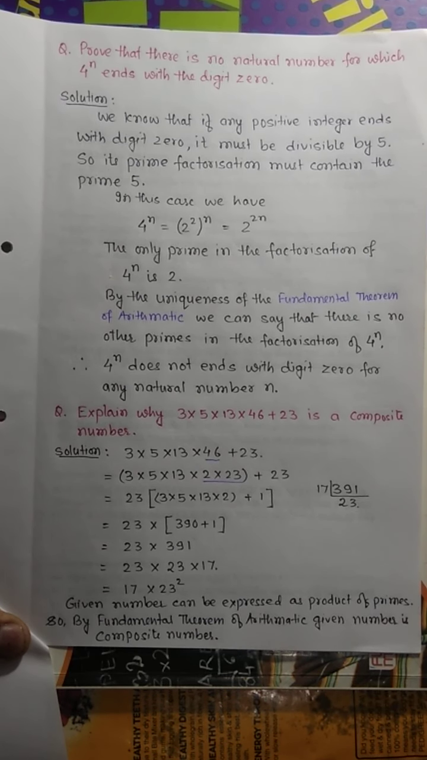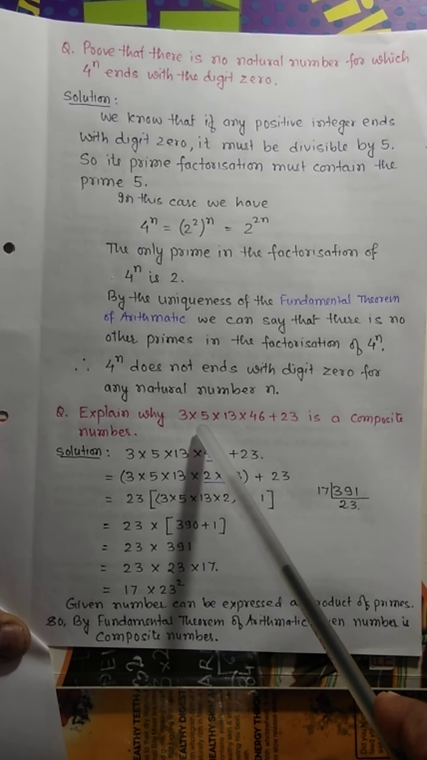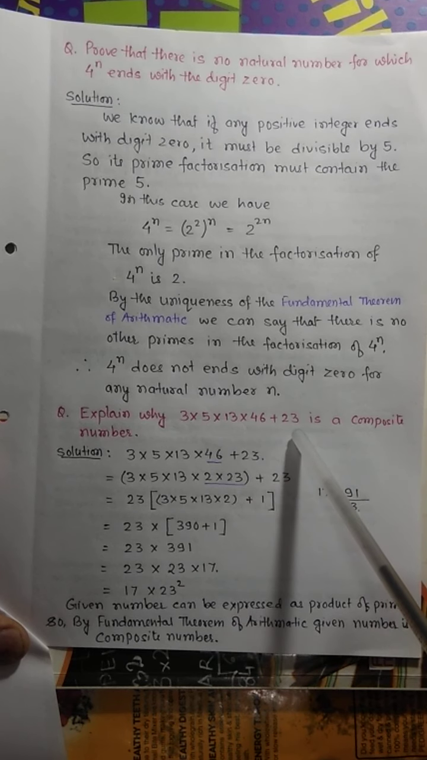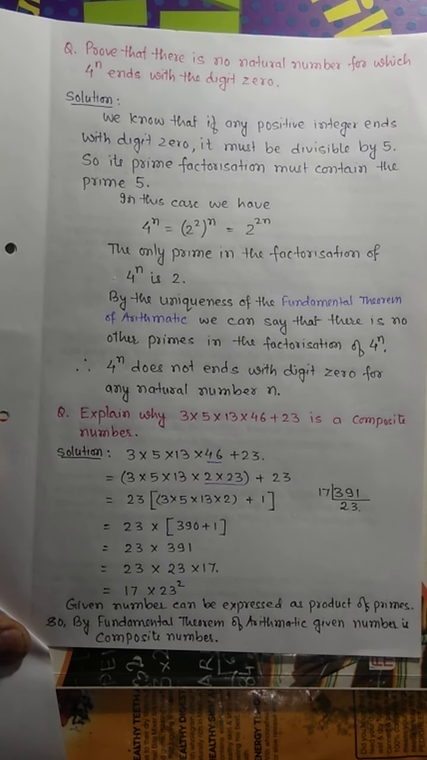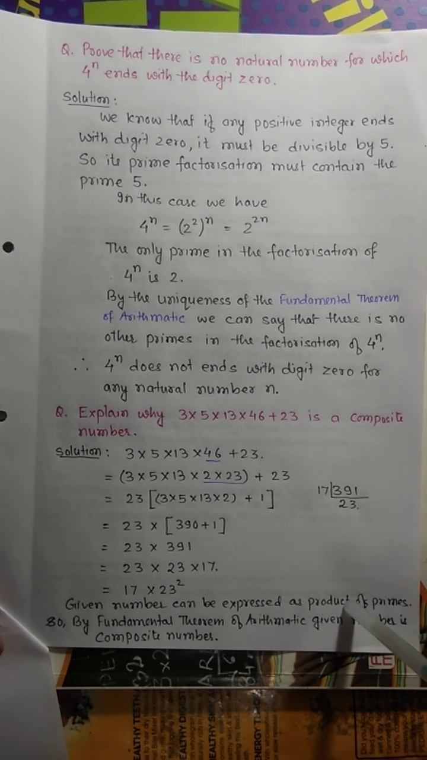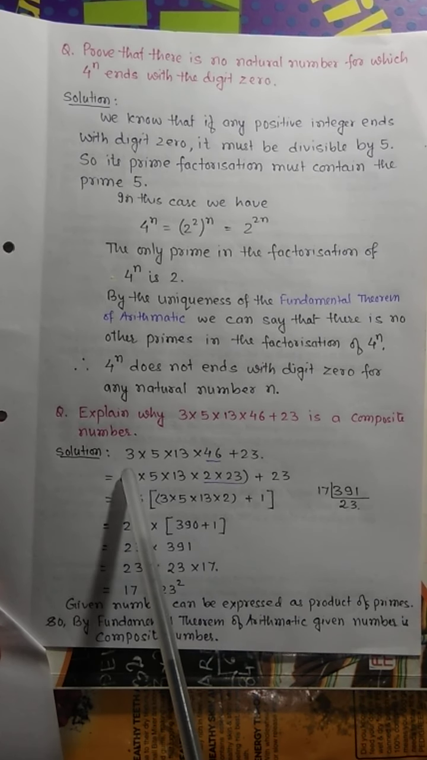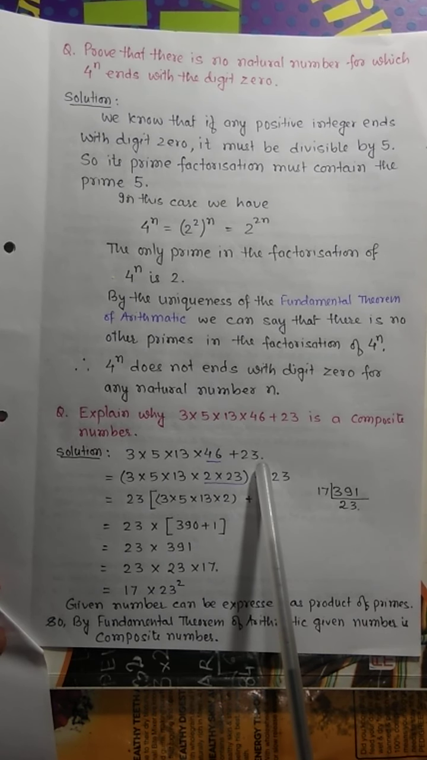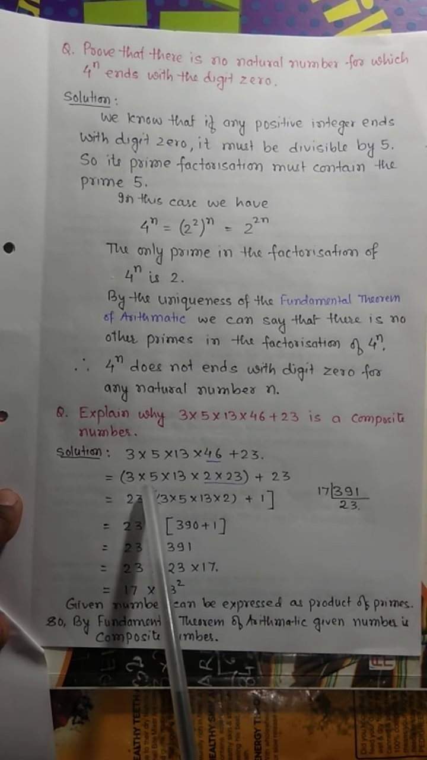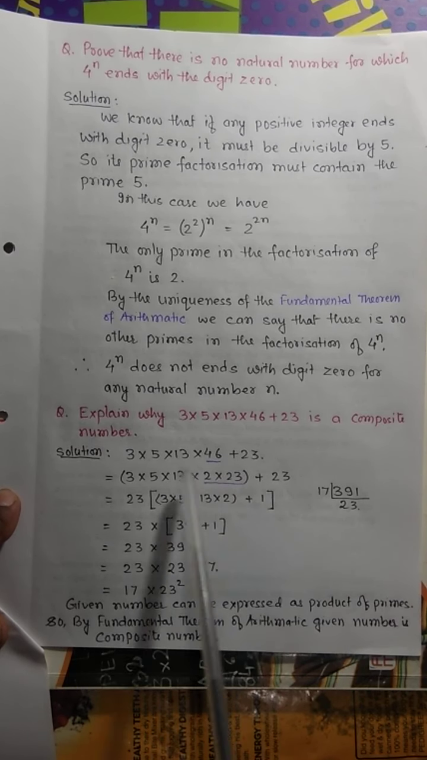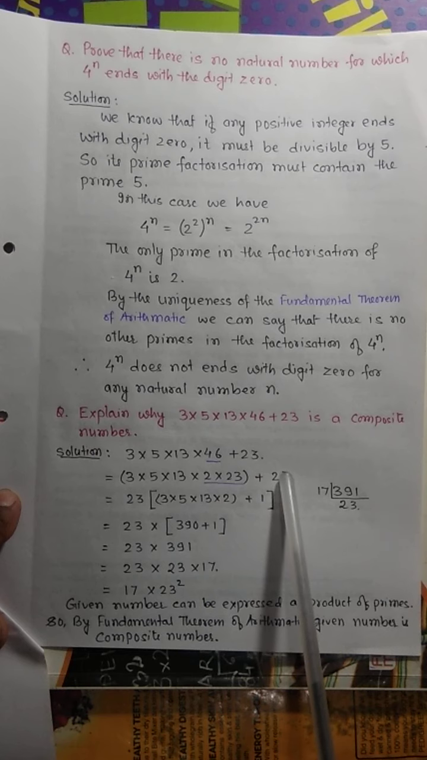Next question. Explain why 3 multiply 5 multiply 13 multiply 46 plus 23 is a composite number. It's again a very important question. This type of question you will get in your NCERT exercise. So we write 3 multiply 5 multiply 13 multiply 46 plus 23. Now again we write 3 multiply 5 multiply 13, and we break 46 into two parts, 2 into 23, and we keep it in one bracket plus 23.